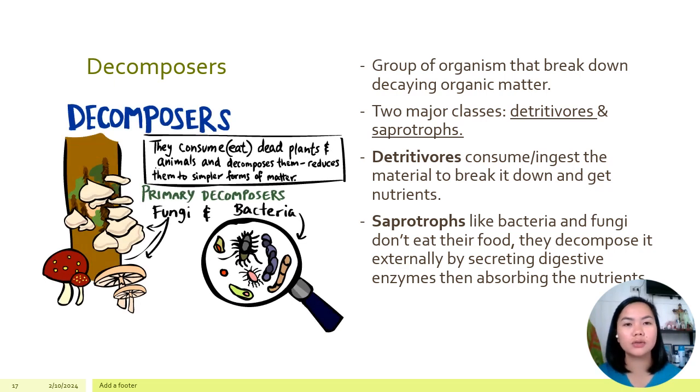Okay, so let's move on to decomposers. So decomposers are a group of organisms that break down decaying organic matter. And I believe we are familiar already with decomposers. Kapag decomposers, these are organisms that break down dead organic matter in the environment. They are actually very crucial in the environment because sila tong break down of complex matter in the organic in an ecosystem.